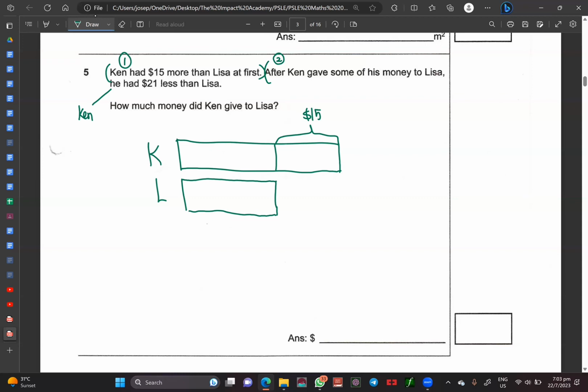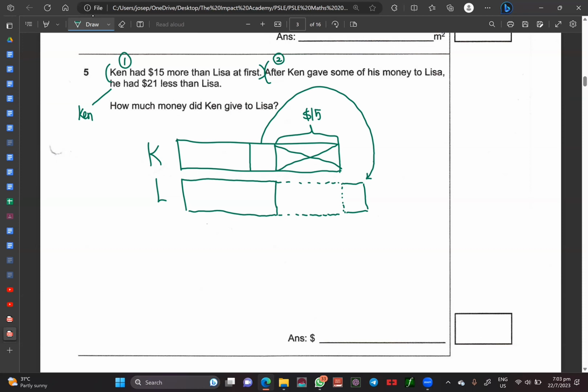had $21 less than Lisa. If that is the case, it means that Ken has given everything from here to Lisa. And this I know is how much? $15. So for this, you don't have to draw the arrow. But $15 is not enough because Ken had $21 less than Lisa, which means to say, since $15 is not enough, something has to go out from here, which I don't know how much it is. But what I can do is I can say that this comes all the way to here, so this goes all the way to here.